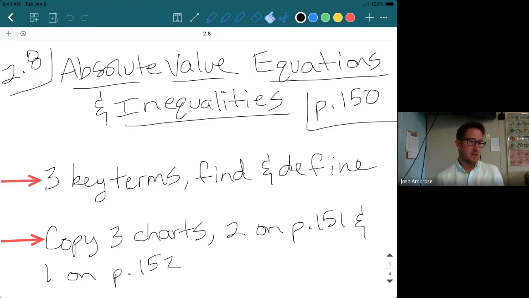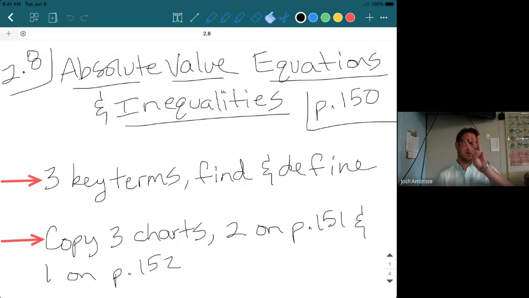Let's jump into it. So for starters, we have three key terms. You got to find the key terms. You got to define the key terms. Why? Because it's like I say every time. If you don't know these definitions when the words are used by either me or the textbook or the test, and you don't know what they mean, there's no help coming your way. So put in the time now, all right?